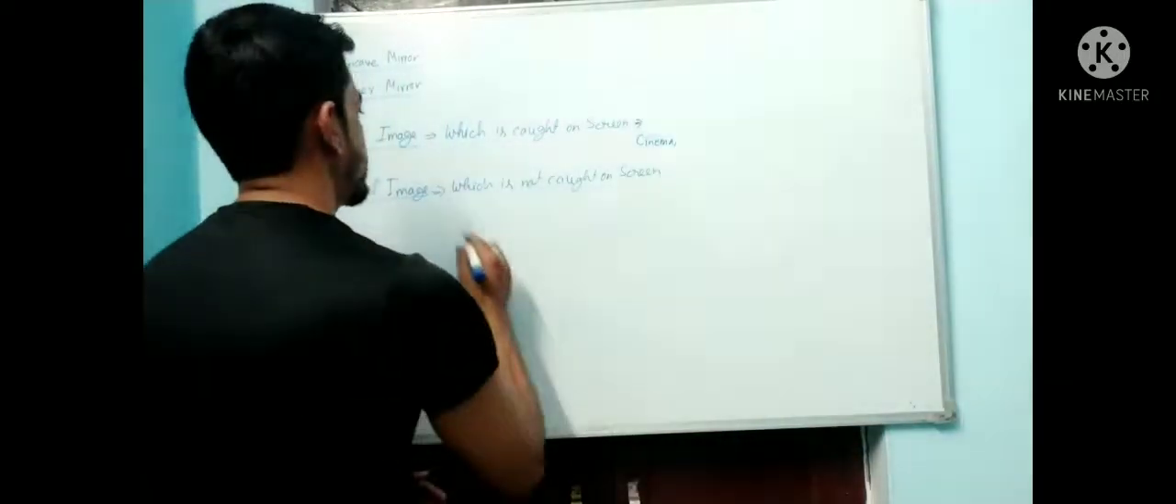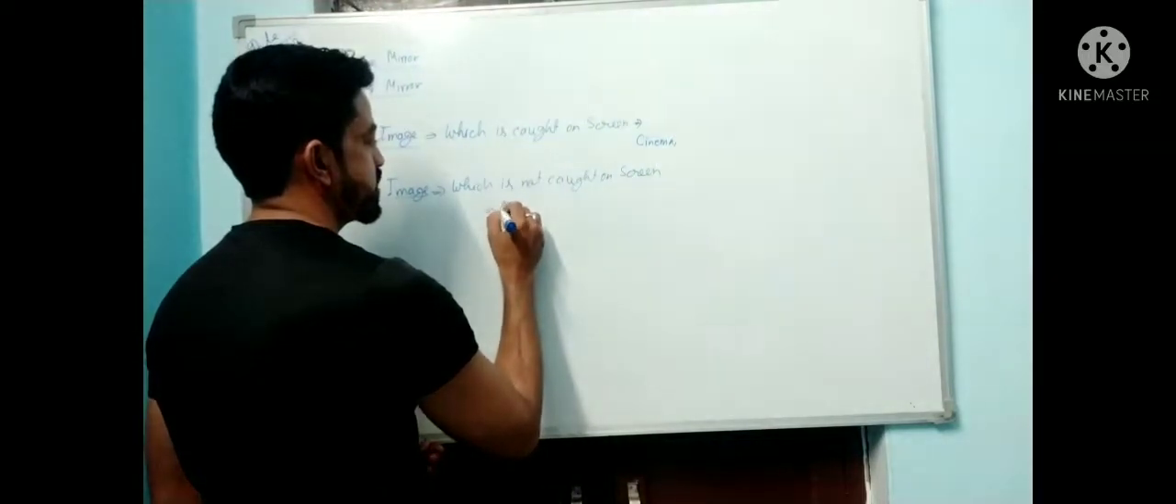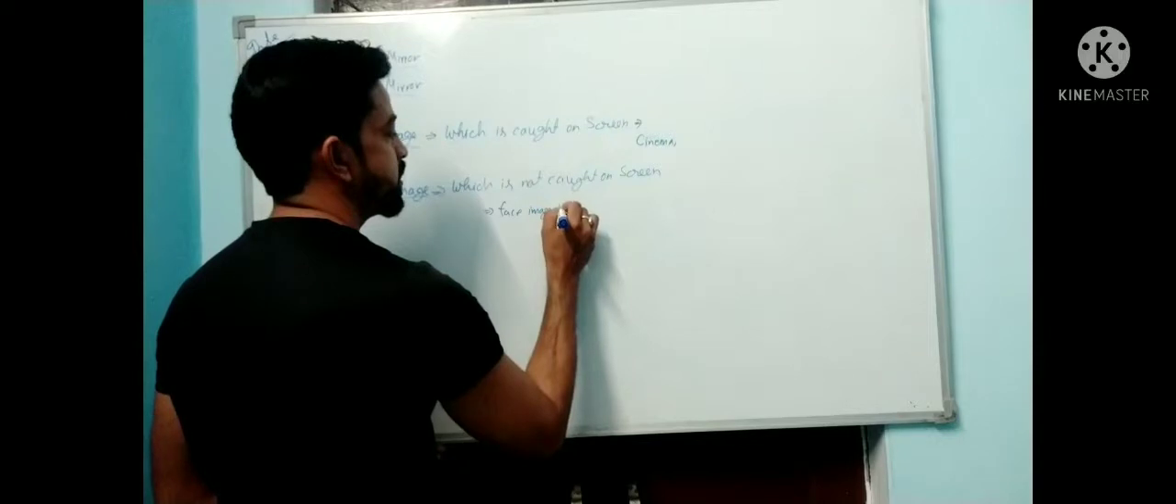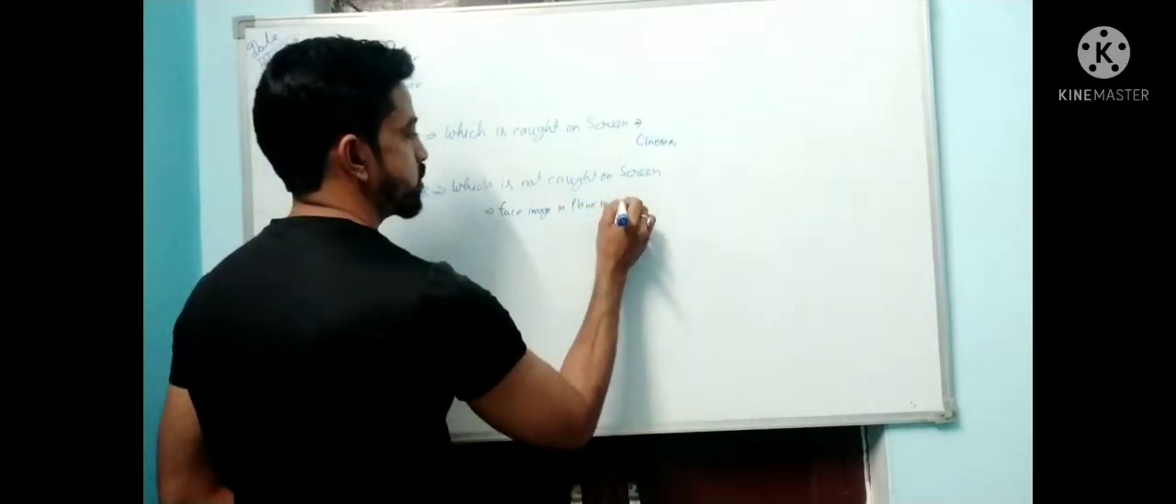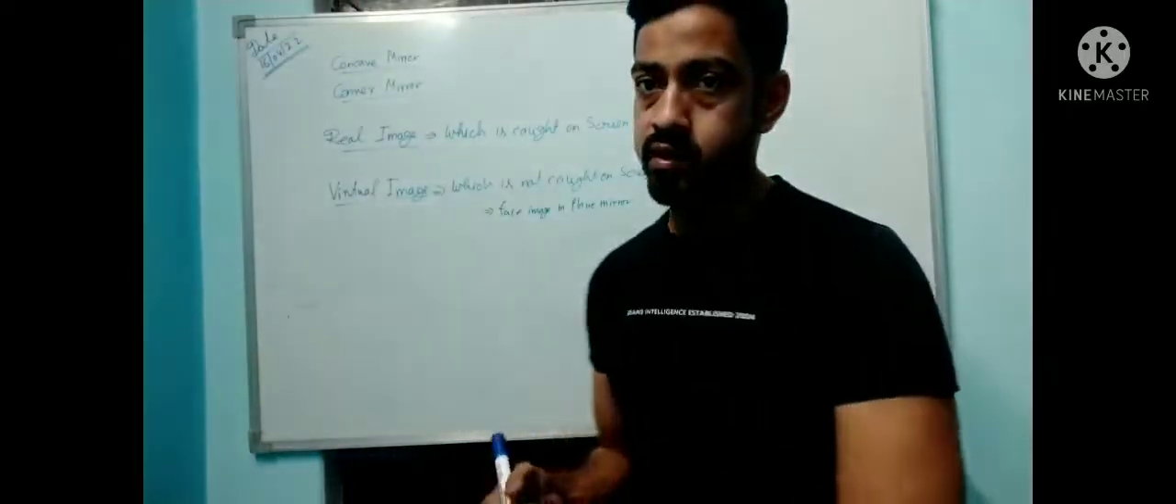Cinema, we can say, is one. A photo click, for example, which is not caught on screen. So the face image in a plane mirror is also a virtual image, in which the image is not formed on a screen.